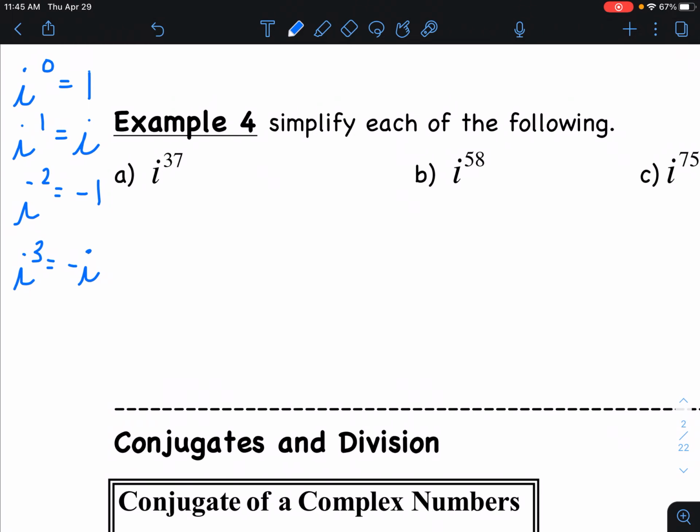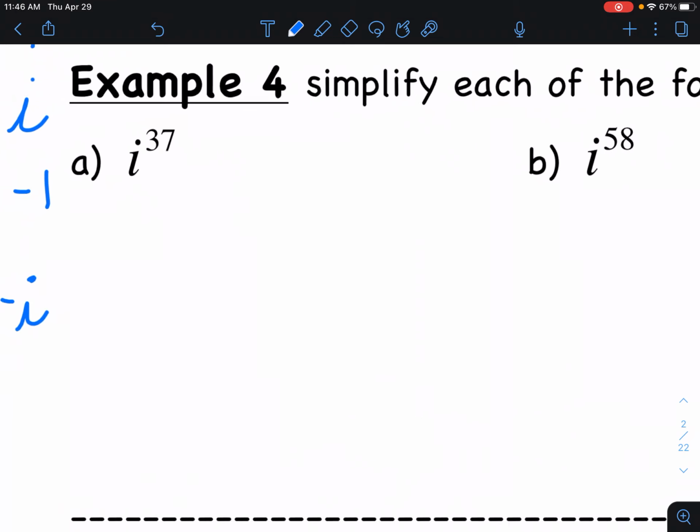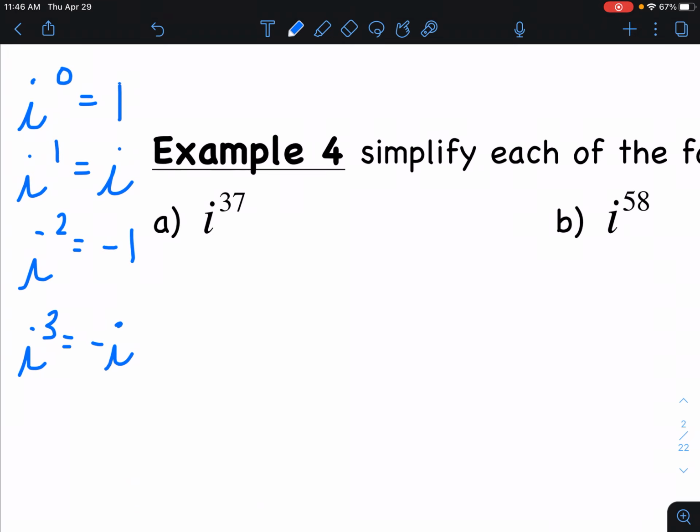Okay, so what happens if we have exponents that are to a much higher power, such as in example A? We're going to learn how to simplify i to the power of 37. In order to do this, we have to take 37 and divide it by 4. You might be wondering why the number 4. Well, there's 4 properties on the left side of our screen right now. So divide by 4.